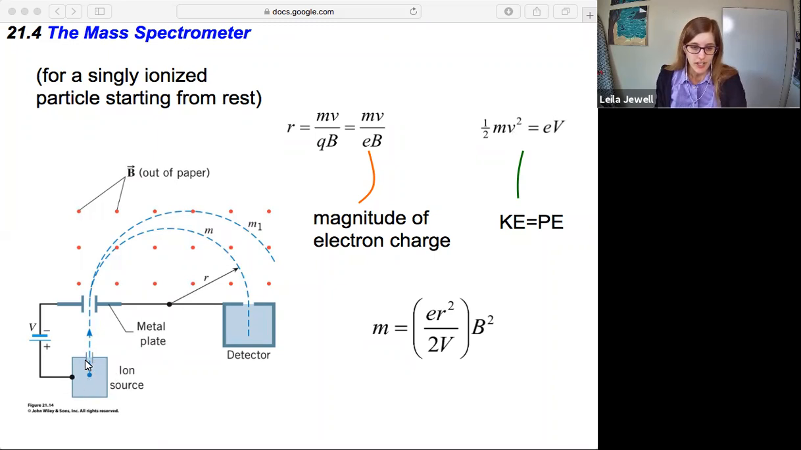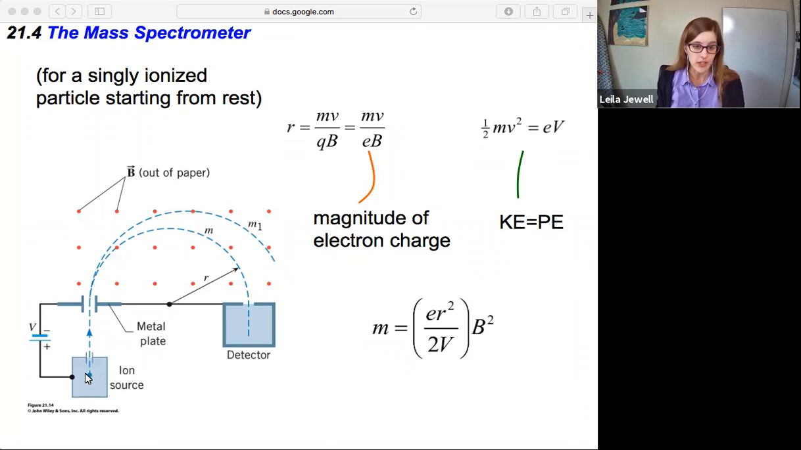First, we have this ion source, which is where you put in the substance you want to study. It's vaporized and made into an ion. So it's ionized, one of the electrons is kicked out, so it has a charge of plus e, 1.6 times 10 to the negative 19 C. Now that it's charged, if it's held between this potential difference V, it's going to accelerate.